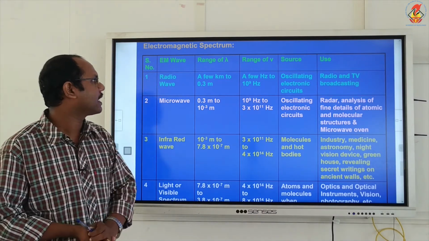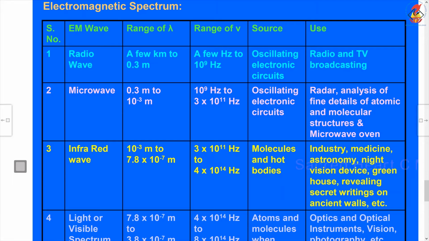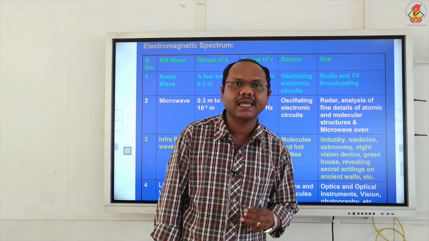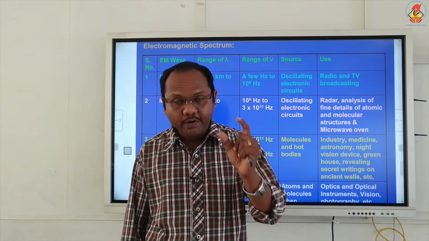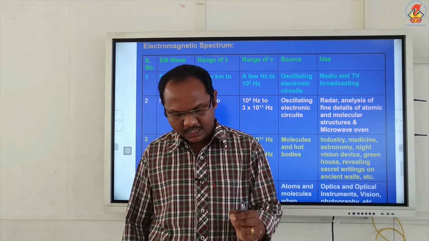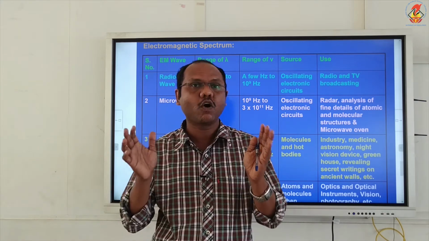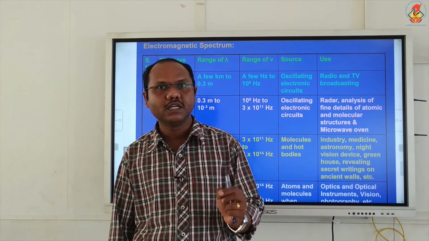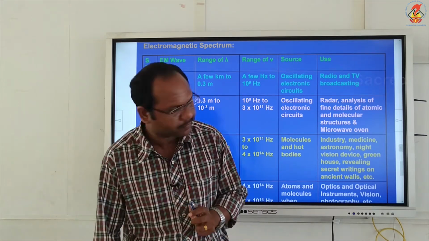The first one is radio waves, and what is the wavelength? A few kilometers to about 0.3 meter, that is the wavelength, and the frequency ranges from a few hertz to 10^9 hertz. You can think like this: the frequency range is almost about 500 kilohertz to 1000 megahertz. That is what we commonly use. Just make a note of that: 500 kilohertz to 1000 megahertz.